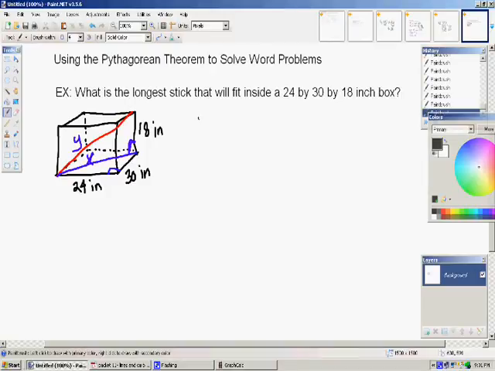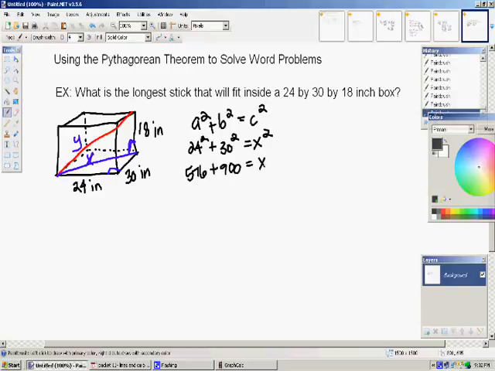So, part 1. Okay? Let's use the Pythagorean theorem. a squared plus b squared equals c squared. Let's make our a 24 inches, so 24 squared, plus, let's make b 30, so 30 squared, equals c squared. But since we're using x, let's switch c to x and make it x squared. Okay? Now 24 squared is equal to 576. 30 squared is equal to 900. And then we don't know what x is, so let's keep it as x squared.